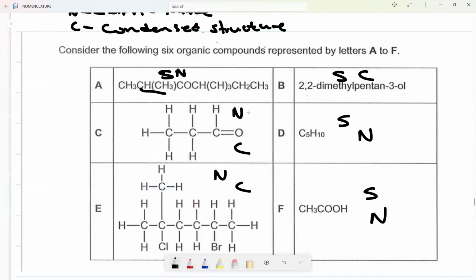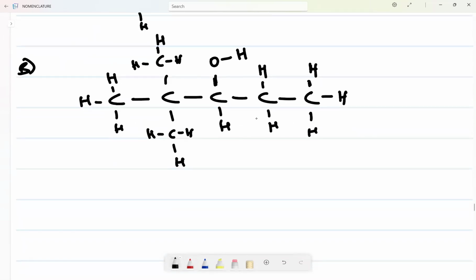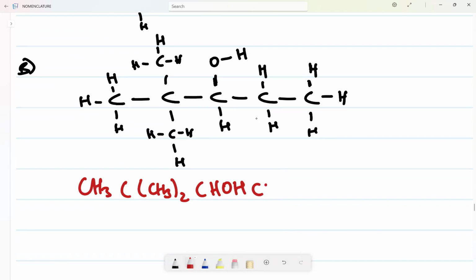Can I do a condensed formula for this structure? Yes, why not? CH3, then C. The C has what? CH3. How many of those? 2. So it means I have how many branches? 2 branches. Or I have what? CH, OH, like that. Okay, you can start with OH and then H. That's fine. Then I have what?